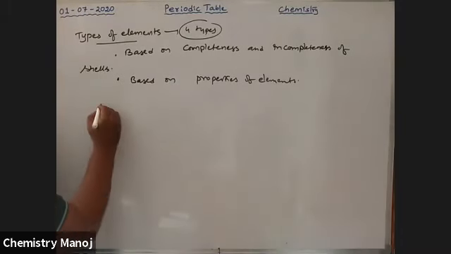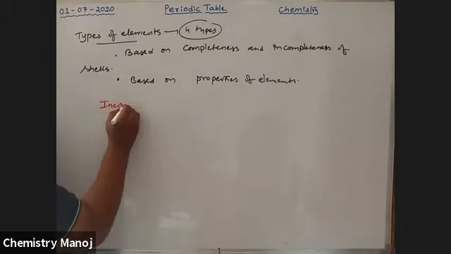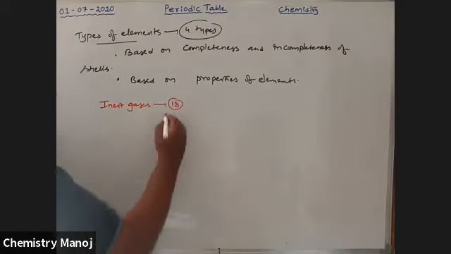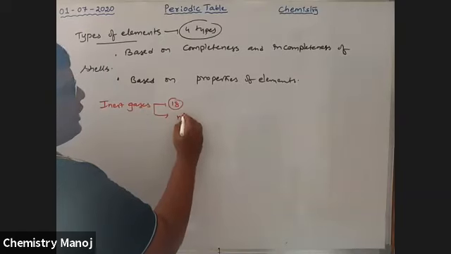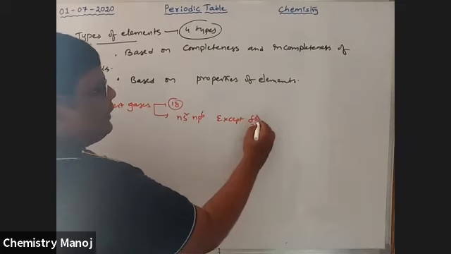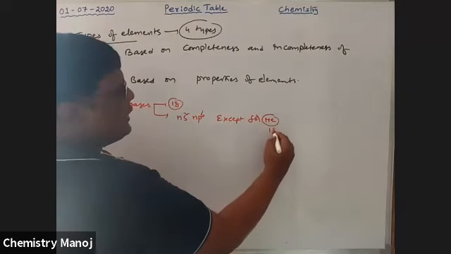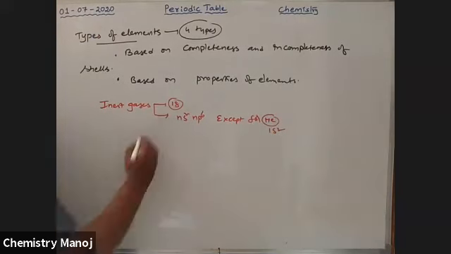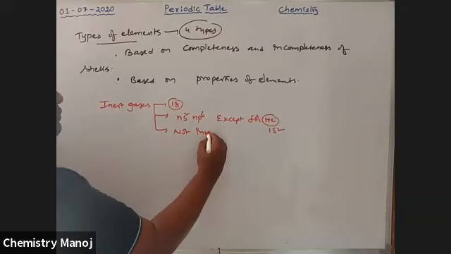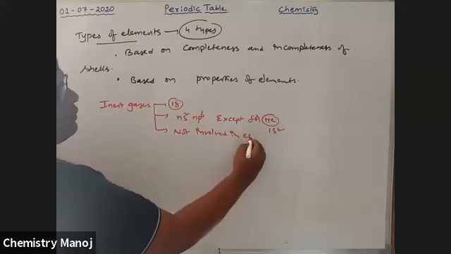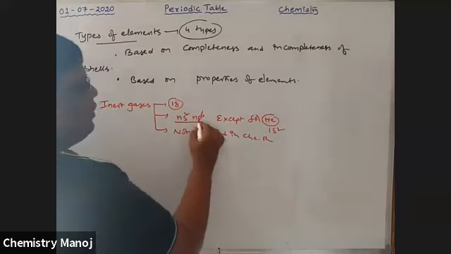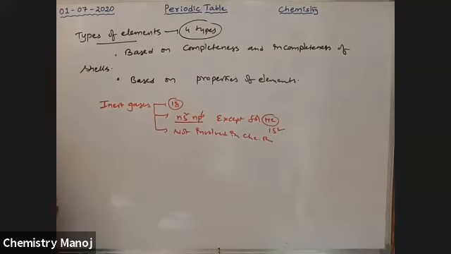Now, inert gases. These are nothing but 18th group elements. So the outermost electronic configuration is ns2 np6, except for helium. For helium, it is 1s2 configuration. So octet configuration is there, and they are not involved in any chemical reactions, because they have octet configuration.